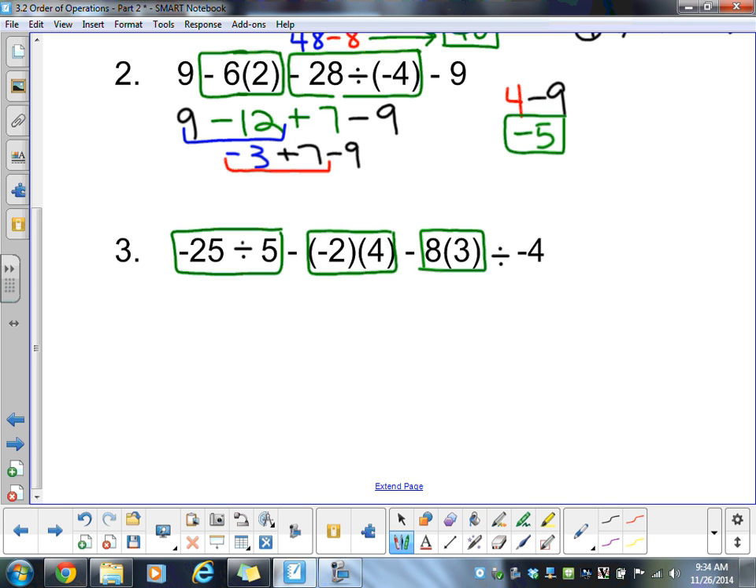So I've got 2 multiplications and 2 divisions. But in the first step here, I'm only going to do the first division and the 2 multiplications because the divided by negative 4 is at the end. I'm going to do that last. All right. Negative 25 divided by 5. I'm going to draw my triangle here again.